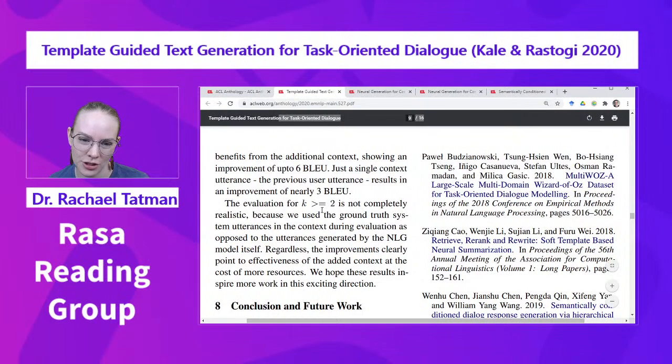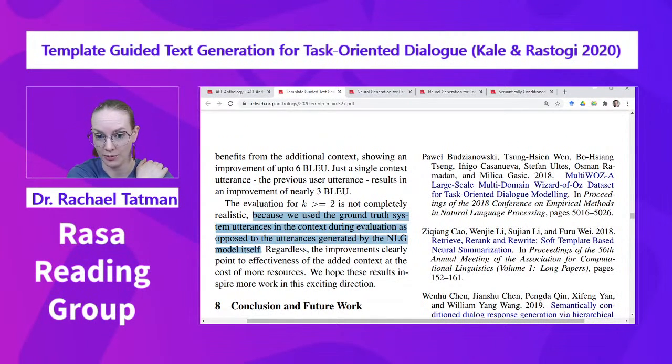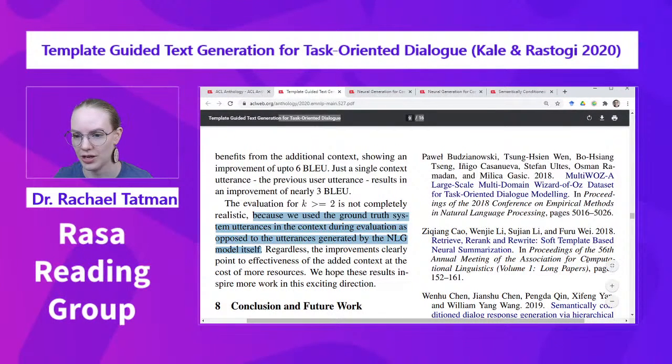The evaluation for k greater than 2 is not completely realistic because we use the ground truth system utterances in the context during evaluation, as opposed to the utterances generated by the NLG model itself. Okay, so the conversations are as if an assistant was taking over in the middle of a human conversation. Regardless, improvements clearly point to effectiveness of the added context at the cost of more resources. We hope these results inspire more work in this exciting direction. And they're saying specifically in the NLG context.